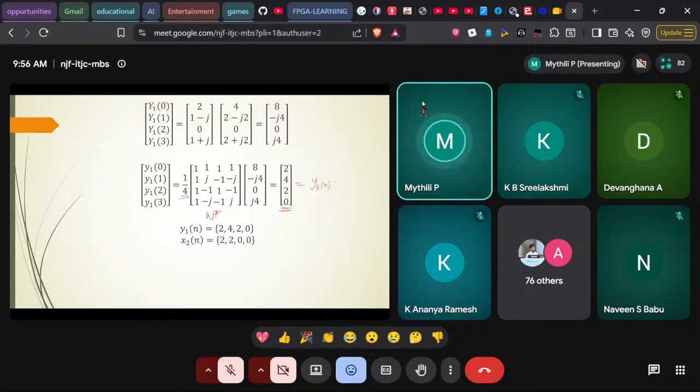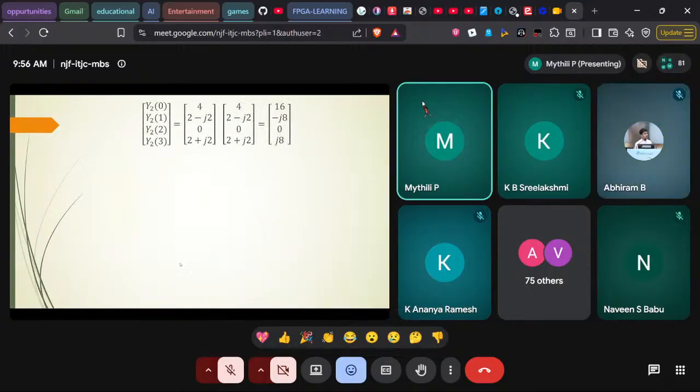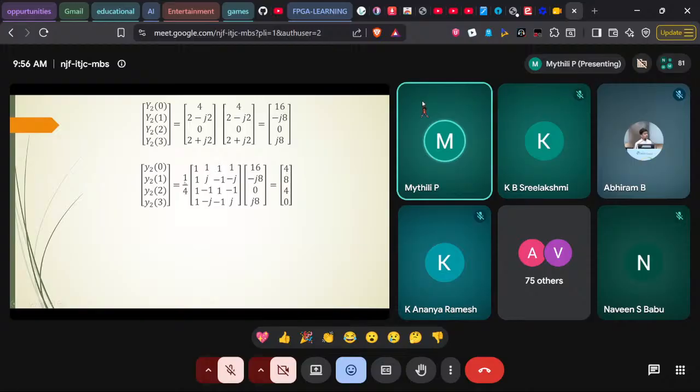Now we can do the same thing for x2 of n. So you find x2 of k. It is 4, 2 minus j2, 0, and 2 plus j2. And then you can find out the product. Find the inverse, you get 4, 8, 4, 0. This is y2 of n. So now we have y1 of n, y2 of n, and y3 of n. Y3 of n is the same as y1 of n.